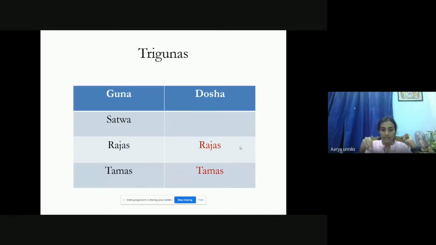And then among these, rajas and tamas have a dushana swabhava, that is, after an optimal level, rajas and tamas become very bad for us. It actually harms us. That is, they have a dosha existence also. But sattva is always guna. It does not have a dosha level of existence.